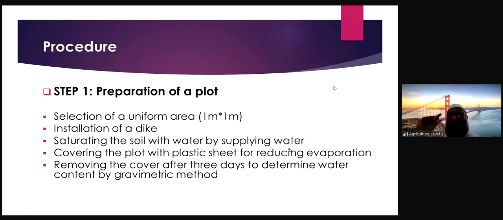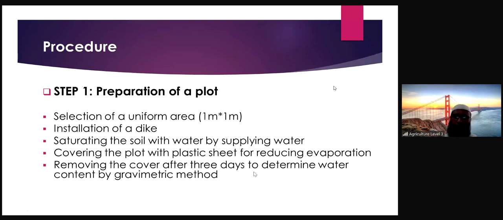So we'll make the soil like we'll have 2 centimeters of ponded, stagnant water on the plot. Covering the plot with plastic sheet, as I told you earlier, we'll cover it with plastic sheet for reducing evaporation and transpiration. Removing the cover after 3 days, we'll be collecting soil and determining the water content by the gravimetric method, as I discussed earlier.